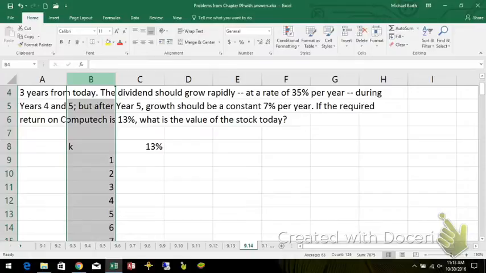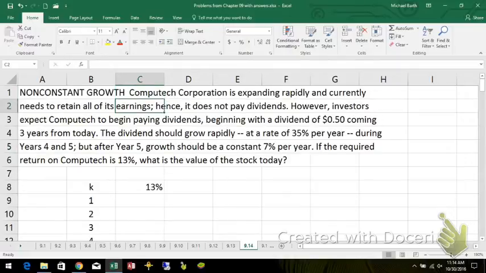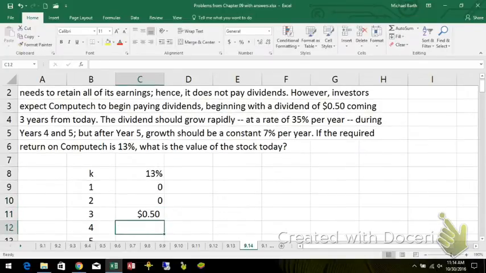Remember, when we say that there's constant growth, that's actually what we're talking about. The company currently doesn't pay any dividends, but they expect to begin paying a dividend 3 years from today. 1 year from today, 0. 2 years from today, 0. 3 years from today, a 50-cent dividend.